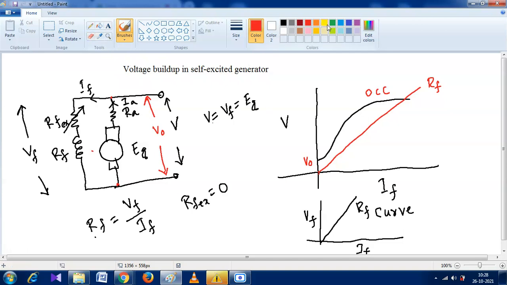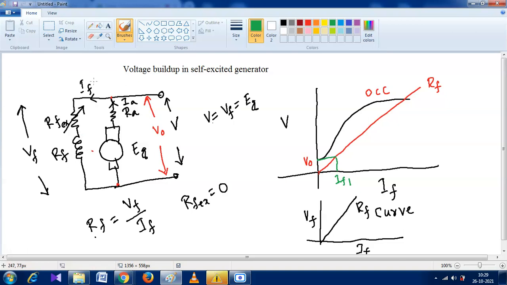And what is the value of field current at that time? We can get it from this curve. Due to V0, how much field current is going? This much. The value of field current at that time is IF1. Due to IF1, there should be some flux which is additive with the residual magnetism.